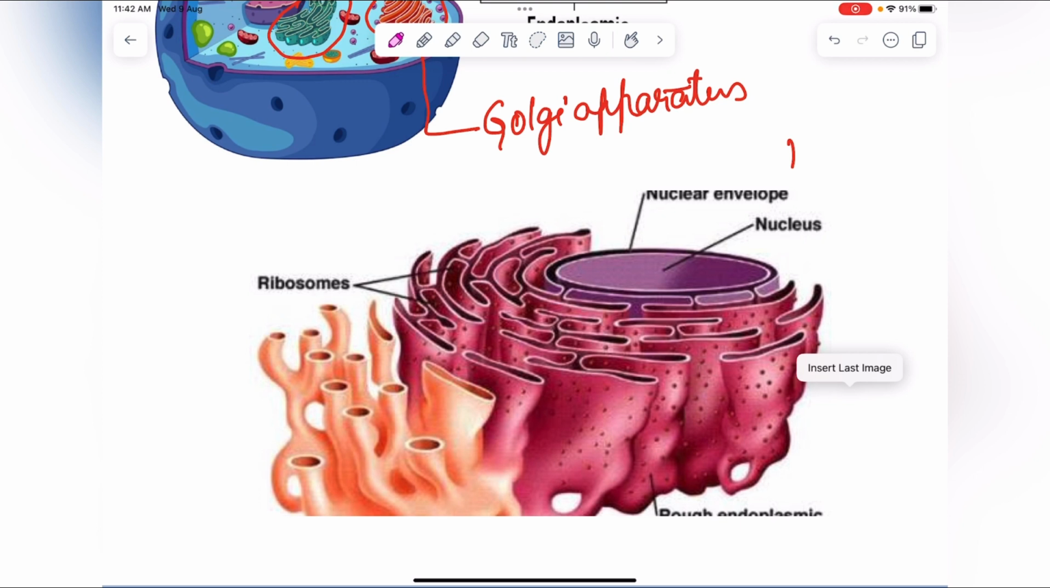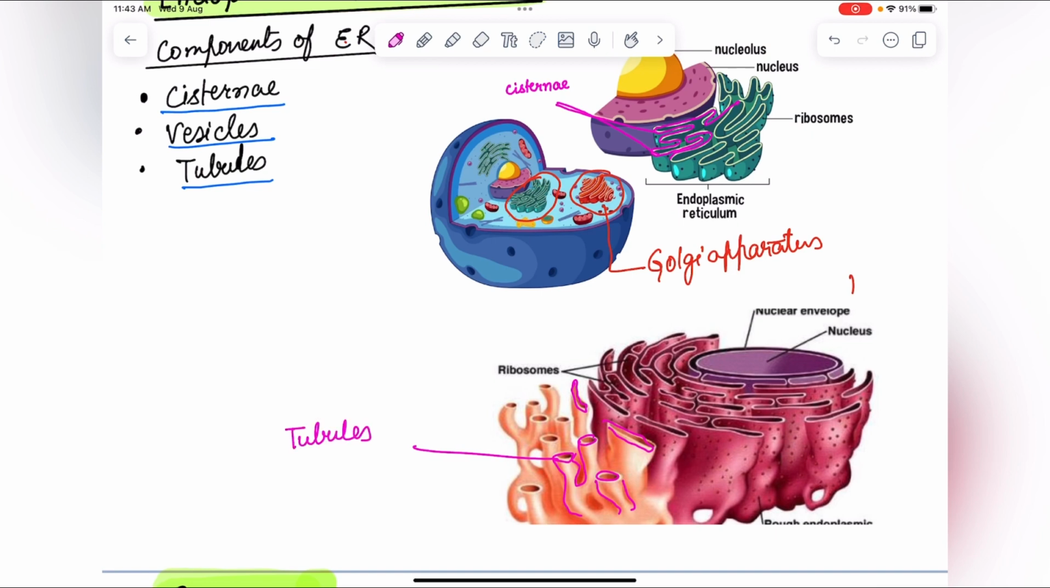So these are the vesicles and tubules in the endoplasmic reticulum. Vesicles are oval membrane-bound structures. Tubules are irregular structures, mostly found in the smooth endoplasmic reticulum without ribosomes. Here these are the smooth endoplasmic reticulum.